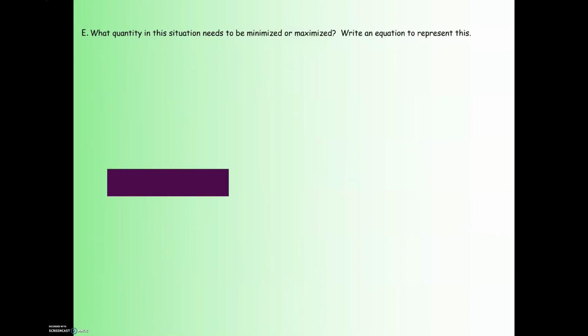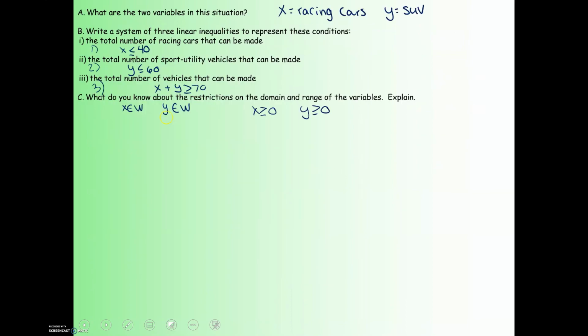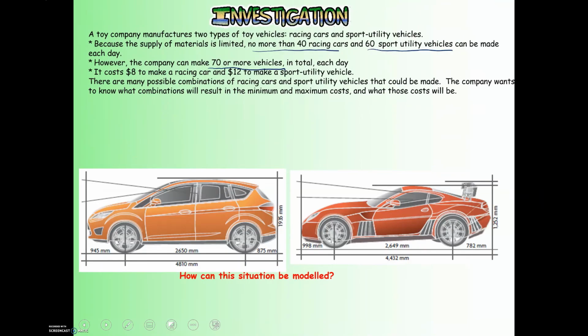All right, what quantity in this situation needs to be minimized or maximized? Write an equation to represent this. So if I go back to that slide about the cars, it tells me that it costs $8 to make a race car and $12 to make an SUV. Now, as a company, I want to not spend a crazy amount of money making my vehicles. So it wants me to find the minimum and the maximum cost. And I'm going to use these dollar amounts.